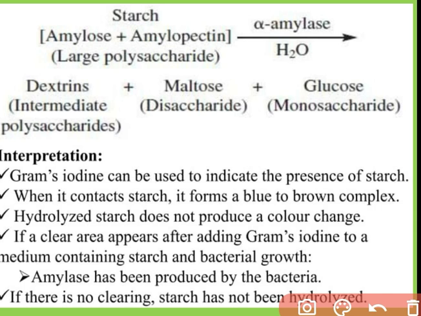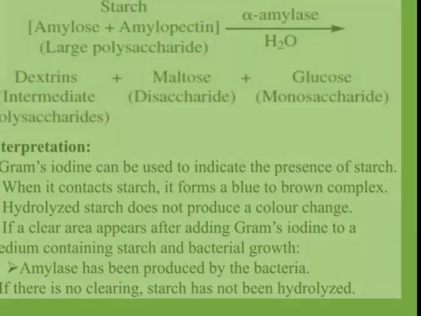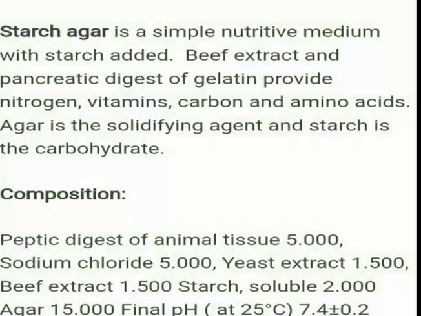If a clear area appears after adding Gram's iodine to a medium containing starch and bacterial growth, we can say that the clear area is a zone of hydrolysis of starch, and it is because of the action of the enzyme amylase produced by the organism. The amylase has been produced by the bacteria. If there is no clear zone of starch hydrolysis, then we can say that the given organism does not have the ability to produce the enzyme amylase.